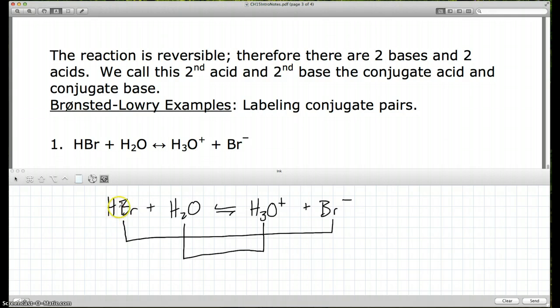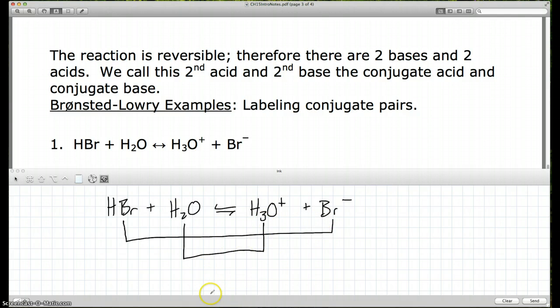The only difference between HBr and Br minus, the things that are paired up, is the difference of an H. Here it has an H, here it doesn't have an H. The only difference between H2O and H3O plus is one H. The charges are going to change, but we're more focused on what actual elements and atoms are there. So that's how I'd pair it up, because HBr turns into Br minus, H2O turns into H3O plus.